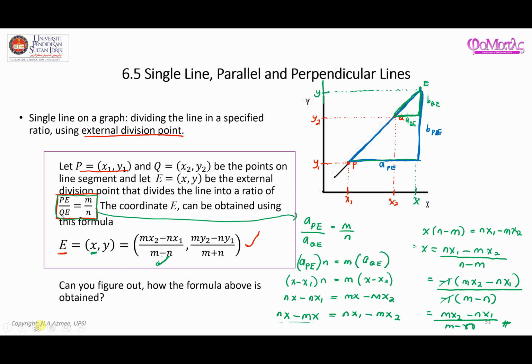Alright, in order to find the value of y, you can follow the same steps which I have shown to you just now, and your starting point will be having the distance of this one, BPE, over the green distance here, BQE, must be in the same ratio as m over n. So keep on doing this, and I'm sure at the end of the day you will be able to demonstrate that y can be obtained by this formula.